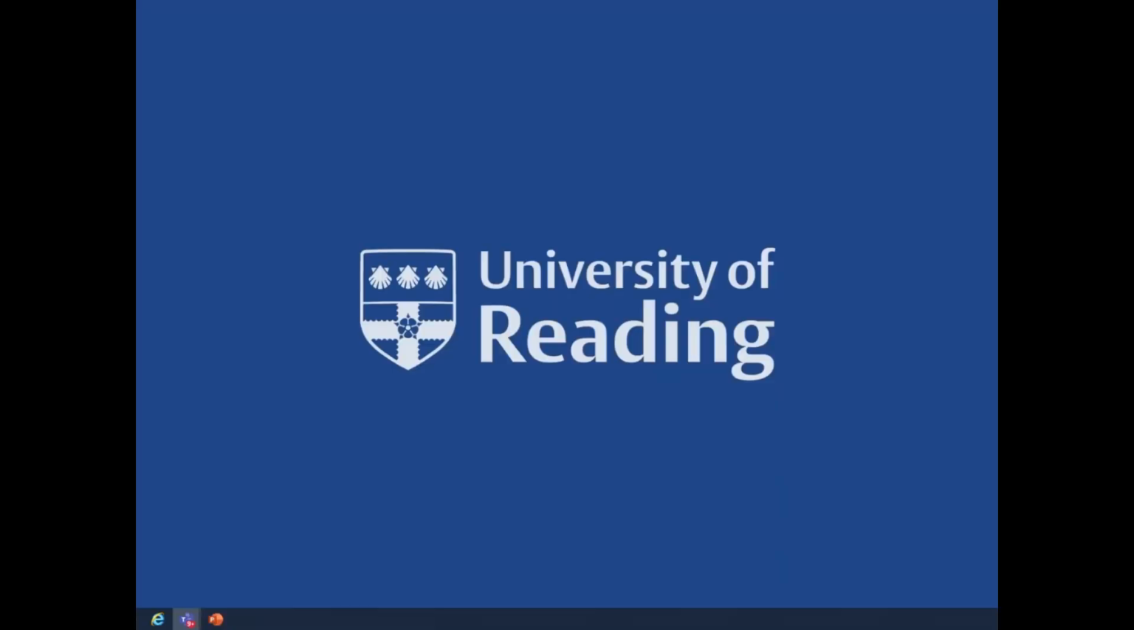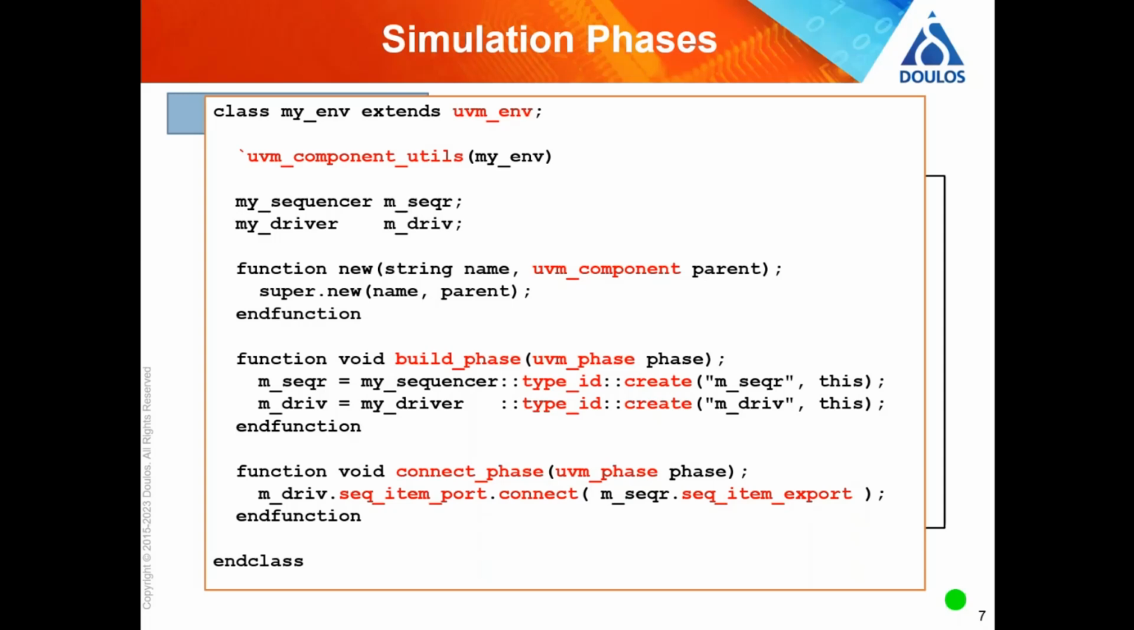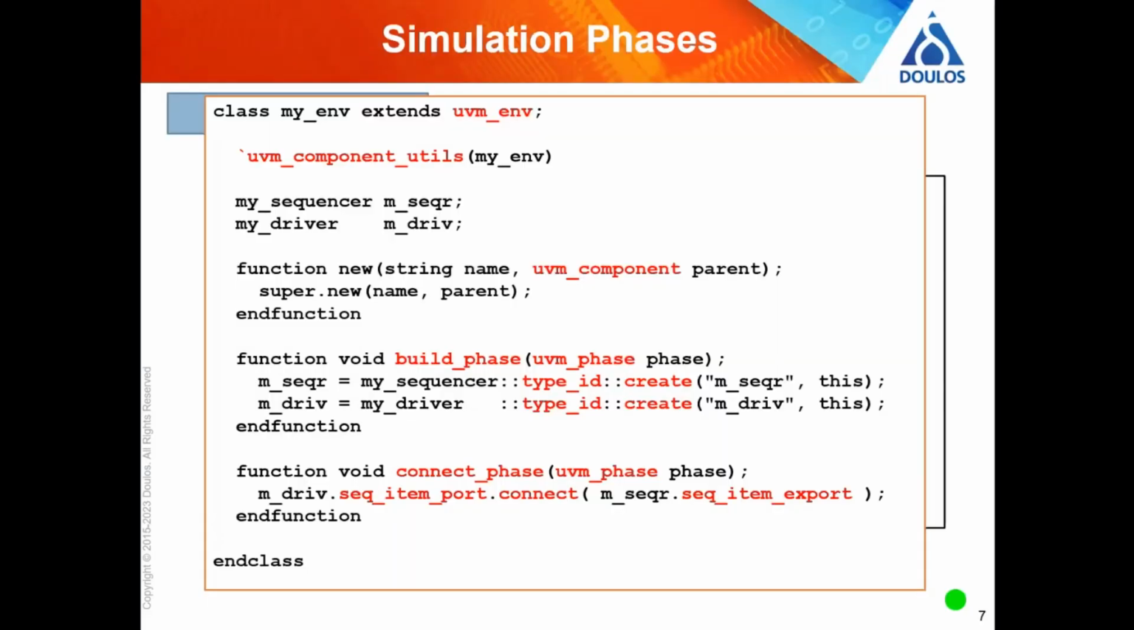So it has phases, and phases control the order in which things happen. So the way that you actually make something happen in a phase is in a particular SystemVerilog class, you override a method with the right name. You override a method with the right name. So, for example, if you want something to happen in the build phase, as it's called, you override a method called build phase.